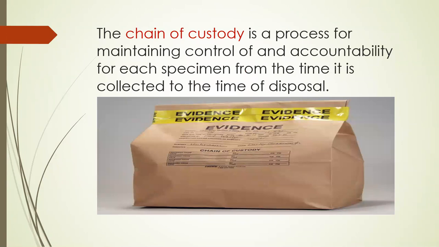So, what is the chain of custody? The chain of custody is the process for maintaining control of and accountability for each specimen from the time it is collected to the time of its disposal. Okay, and if anybody has ever been to court, to a hearing, especially a criminal case, or watched Law and Order or something, you've probably seen the brown evidence bags. Okay, these have to follow a chain of custody.